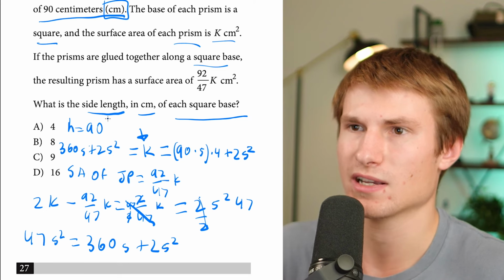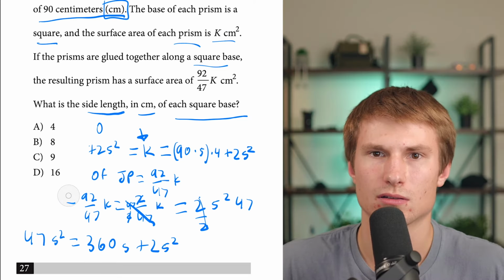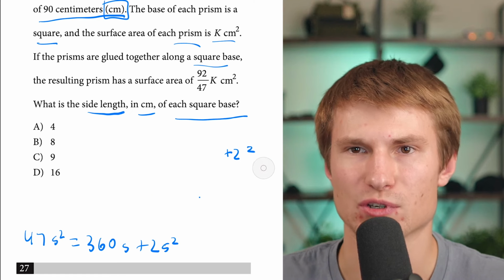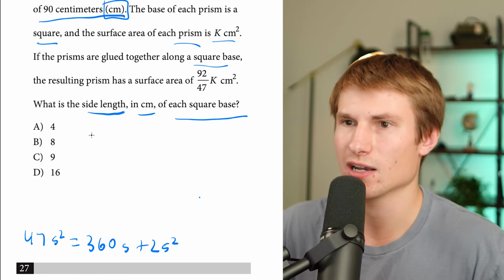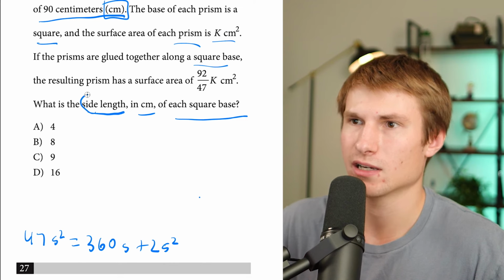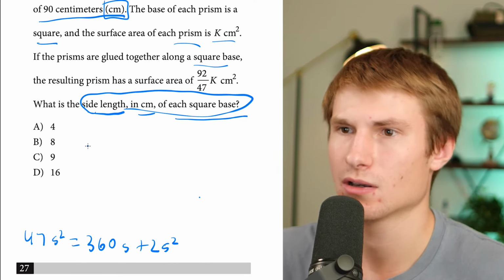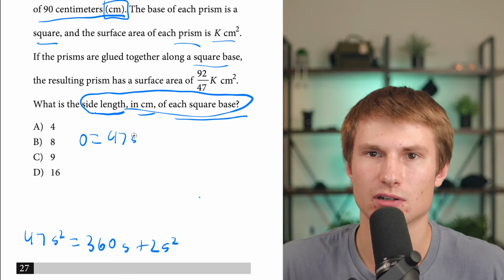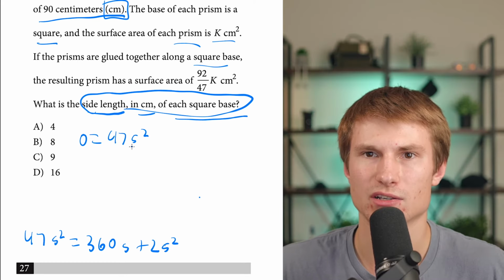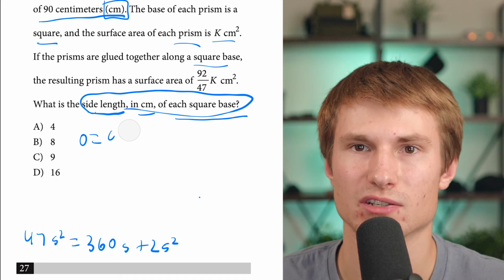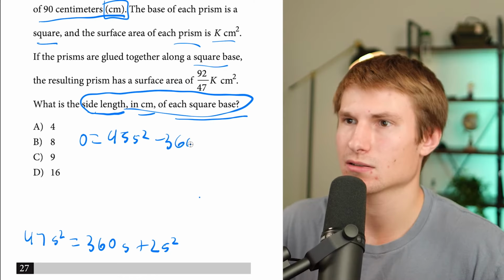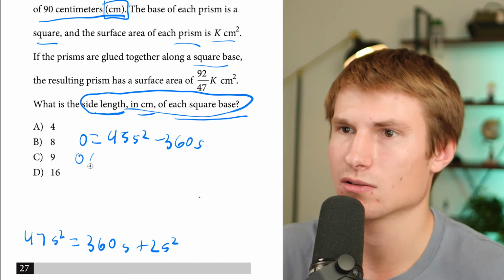Okay, now I'm going to erase what's up here, just so that way I have some more room now. All right, so now we need to solve for s. Because we need the side length of each square base. So let's go ahead and set this equal to 0. We'll do that by having 47s squared minus 2s squared, which will leave us with 45s squared, and then minus 360s. From here, let's go ahead and factor out that s value.